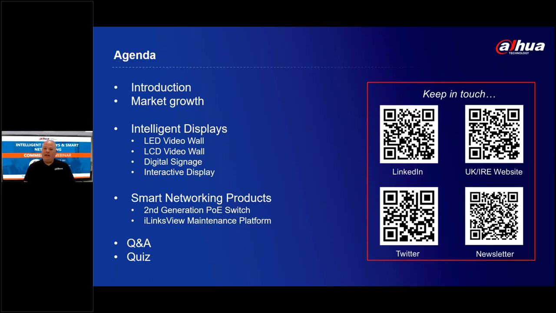And then wrap up the display section by looking at interactive displays. So these are the sort of displays that may be applicable to perhaps an education or a conferencing type application, but very, very popular part of our product portfolio. And then in the second half, we'll start talking about our smart networking products. So we'll talk about our second generation PoE switches, and then we'll talk about our brand new maintenance platform, the iLynx View platform, which is available actually in a box like this. So we're going to be talking more about this box a little bit later in the webinar.